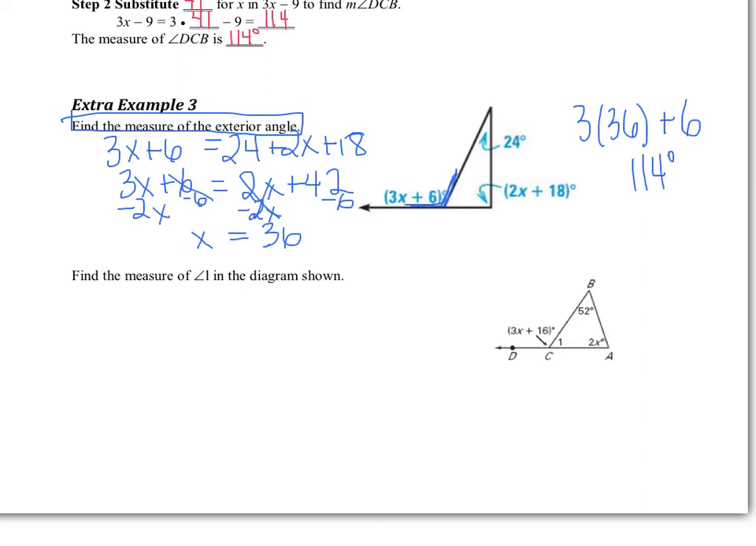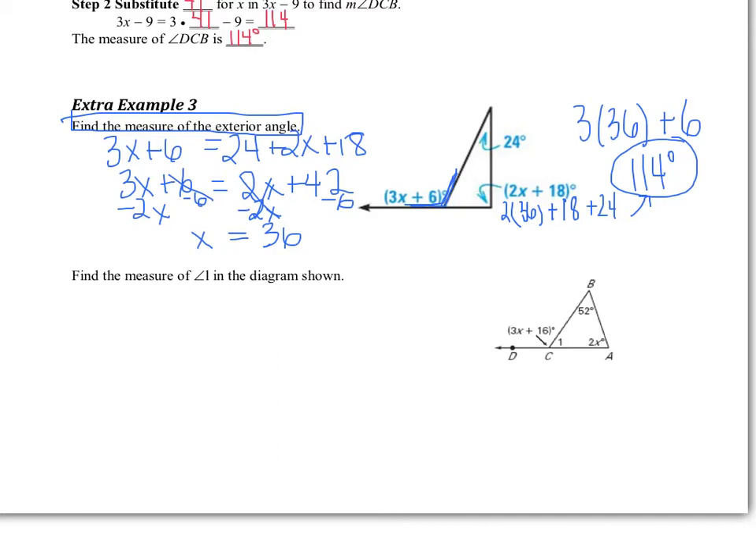And what I would do then also is plug 36 in here, do 2 times 36 plus 18, and add that to 24, and you'll find that you also get 114 degrees. So they're the same, they're equivalent, and that's what you would expect. Again, pause it and try this next one on your own.